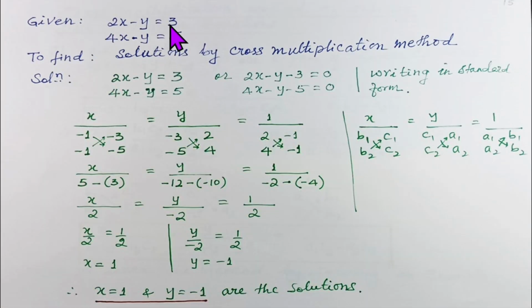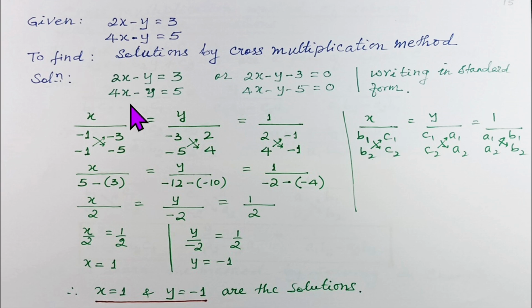Now 2x minus y equal to 3 and 4x minus y equal to 5 are the two equations given to us. First write them in standard form: 2x minus y minus 3 equal to 0, 4x minus y minus 5 equal to 0. Then write the three ratios. We already know what the three ratios are: x divided by b1 b2 c1 c2, y divided by c1 c2 a1 a2, and 1 divided by a1 a2 b1 b2. Now cross multiply them, that is b1 c2 minus b2 c1, c1 a2 minus c2 a1, a1 b2 minus a2 b1. That's what I have done here.